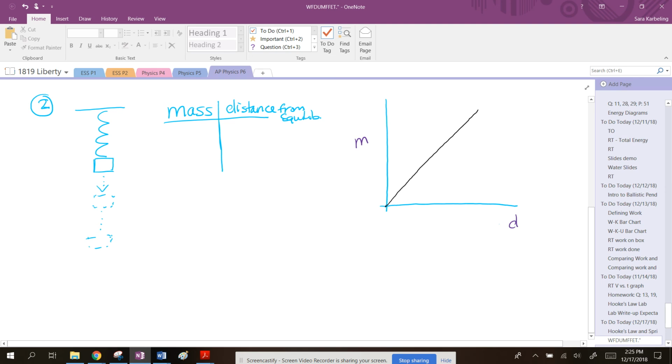Are you okay with this? As the mass goes up, the distance from equilibrium goes up. Everybody happy? Okay. Now I'm going to just do something wild and crazy. You ready?